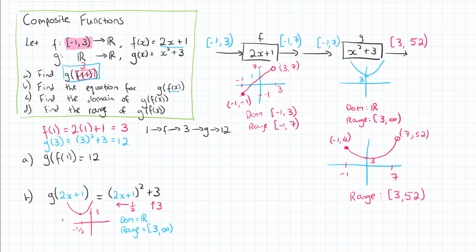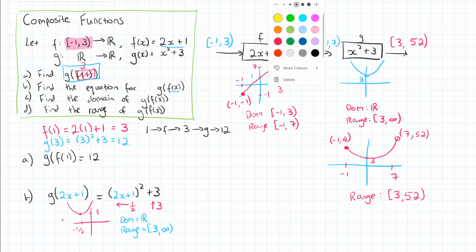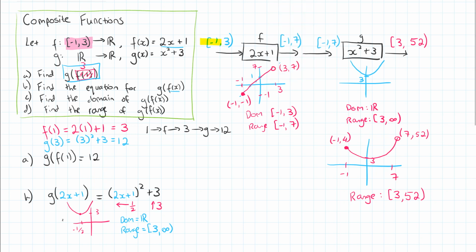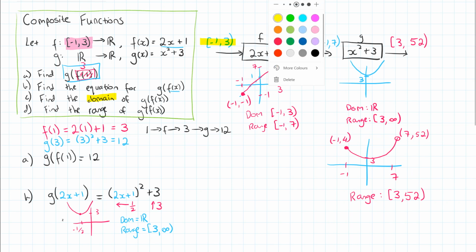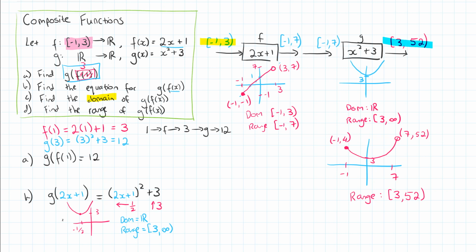Okay, so we've done all that hard work. We can now answer the question. Our domain of g of f of x is what we sent in at the start. So that is our domain, -1 to 3. Our range is what comes out at the very end, 3 to 52.